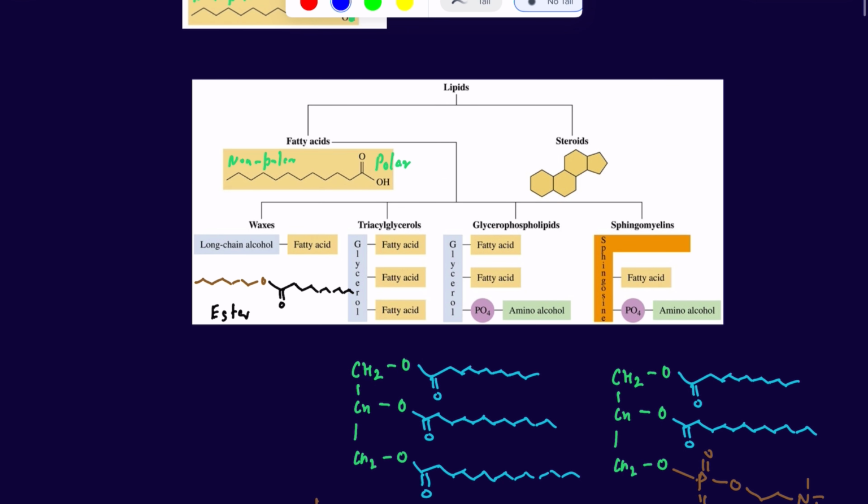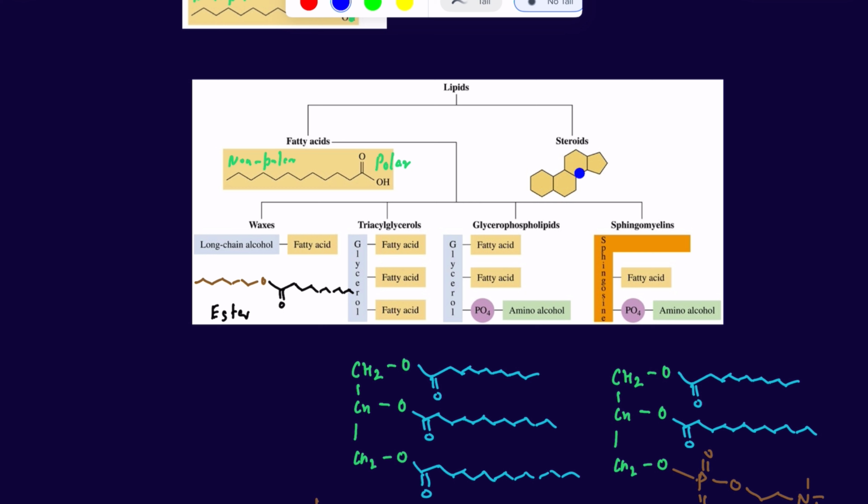Now, along with this category of lipids, the fatty acids, you can also have steroids. So where do steroids come from, and what's the functionality of those? One of the common things you would see in steroids is that you have four fused rings. Three of them are six-member rings, and one of them is a five-membered ring. And these make up a lot of hormones.